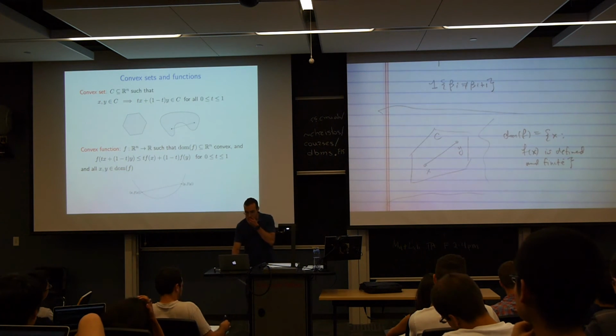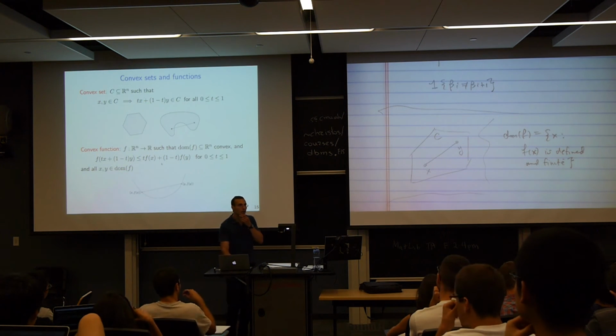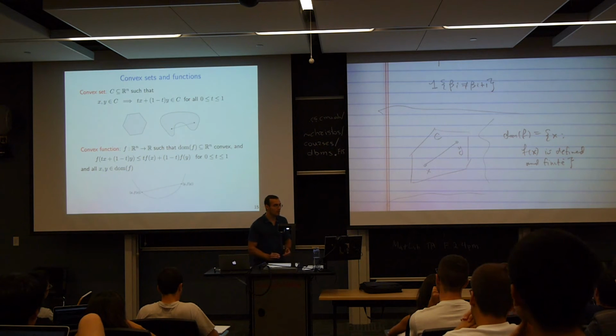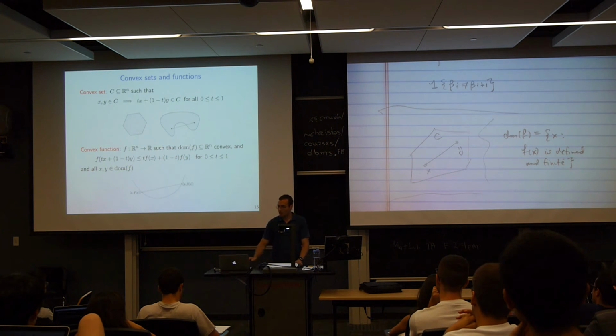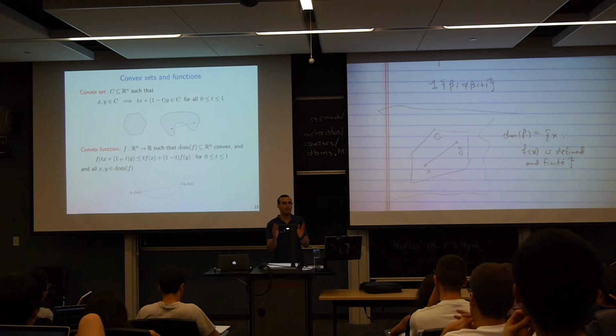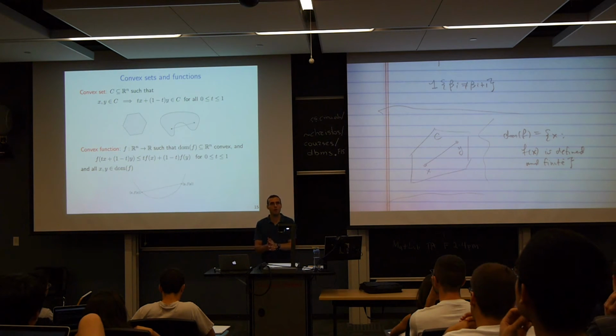And the second condition is the following, which is really the one we tend to remember. Like I said, we typically forget about the domain pretty early on in this course, but technically it's a requirement, which is that if I take the function and I evaluate it at a point tx plus (1 minus t)y, that has to be smaller than or equal to t times f(x) plus (1 minus t) times f(y) for all t that are between 0 and 1.